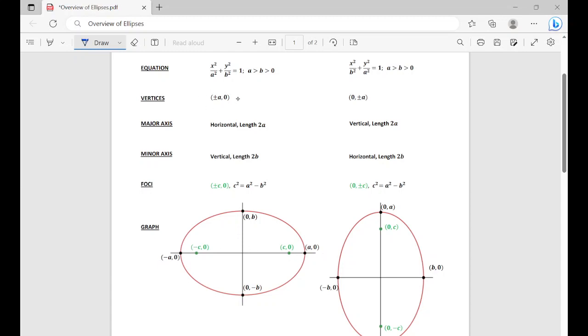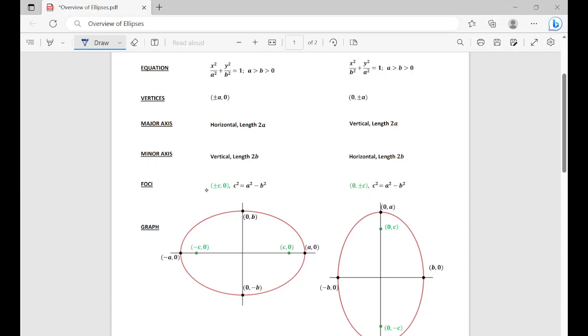The vertices, right here, plus or minus a comma 0, are on the major axis, or the longer axis. So these points here, a and negative a, are the vertices because they're on the longer part of the ellipse. The major axis runs horizontally because this is a horizontal ellipse that runs left to right, with a length of 2 times a. And the minor axis, this part here that runs vertically, has length 2 times b.